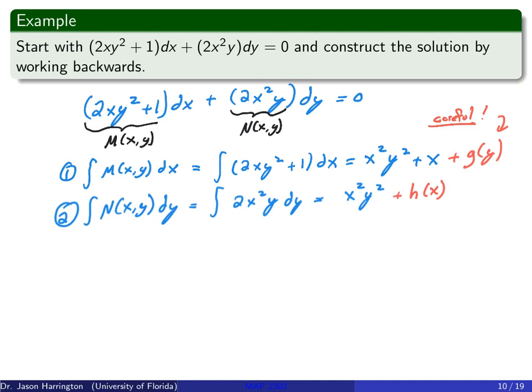h of x. And remember, you can check yourself before you wreck yourself, as some people say. If I take the derivative of the first term with respect to y, I get this. And if I take the derivative of h of x with respect to y, I get 0. So this actually works. Now, here's what you need: something that will satisfy both of these conditions here.